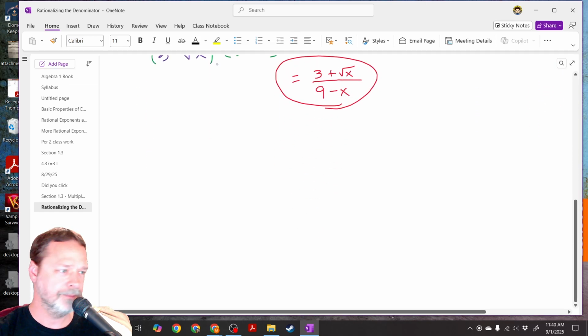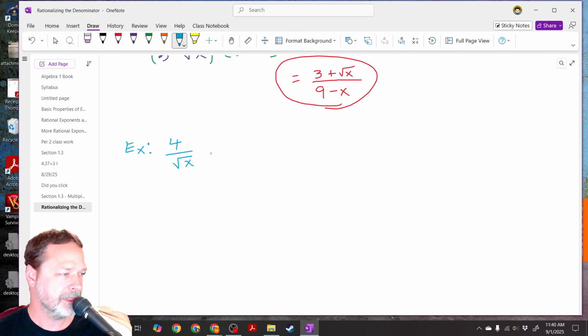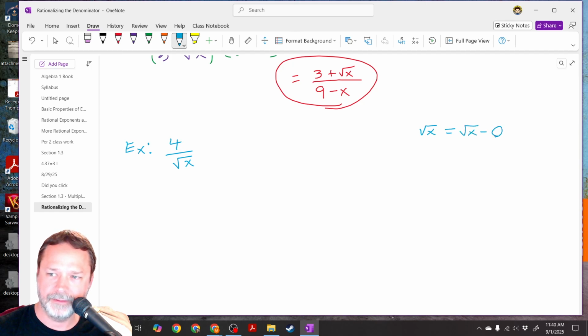Now, we always do this, and then people get stuck on this guy. So what if I had something like this? What if we did 4 over root x? Same thing, we're rationalizing the denominator. What's the conjugate of root x? Now, I could say, if I wanted to, root x is the same thing as root x minus 0. Okay, so what's the conjugate of that? The conjugate of that is root x plus 0.